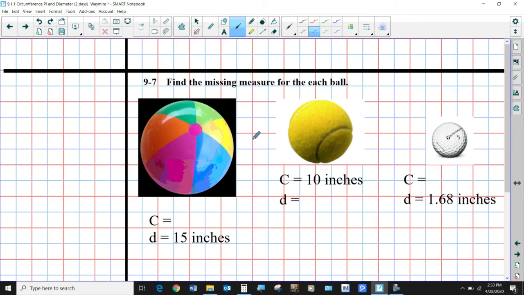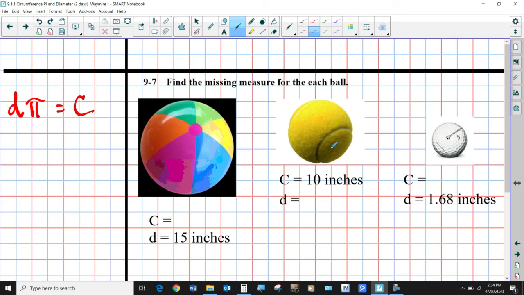So what I'm going to ask you to do, go ahead and pause the video and copy down. You don't necessarily have to draw the image, but if you want to, go right ahead. Here's a beach ball, here's a tennis ball, here's a golf ball. In the beach ball and the golf ball, you're given the diameter and you have to find the circumference. So you're going to be multiplying the diameter times pi, and you're going to get the measure of the circumference.